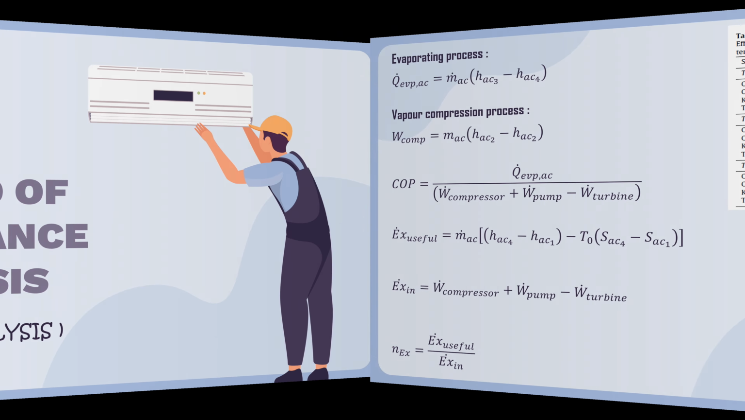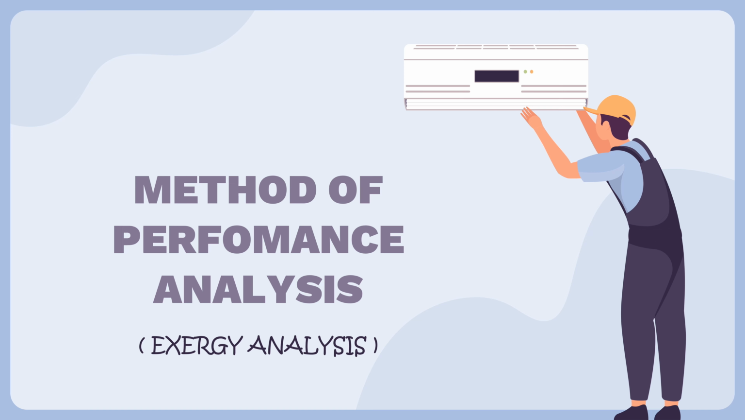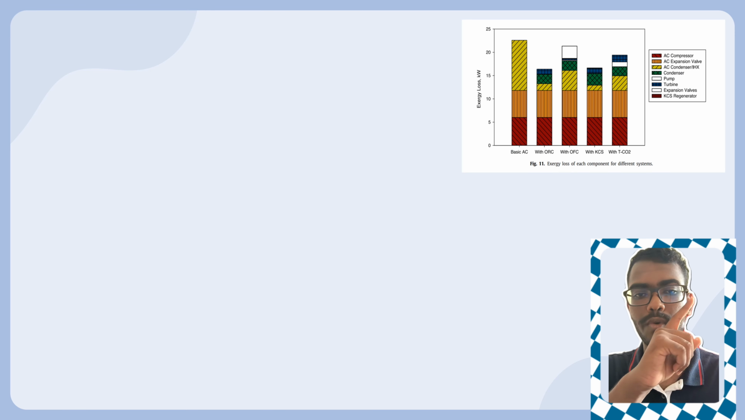So hi, my name is Harish and I'll be talking about the exergy analysis based on all the findings and calculations that we have obtained before. This section discusses the exergy analysis of different systems used for air conditioning and heat recovery. Exergy loss, which represents wasted energy, is examined for each system's components. All findings are based on this graph over here.